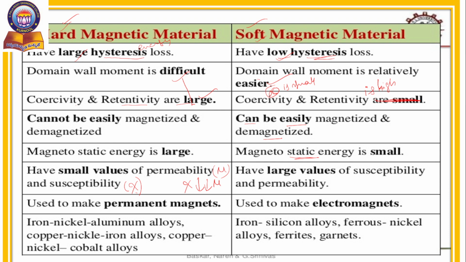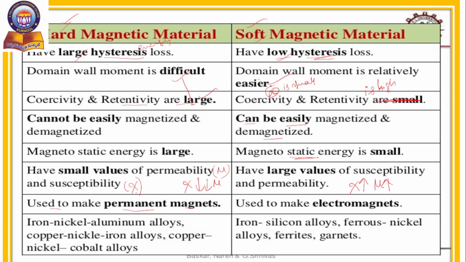These have large values of susceptibility and permeability. So susceptibility is also high and permeability is also high for the soft magnetic material. Then these hard magnetic materials are used to make permanent magnets.